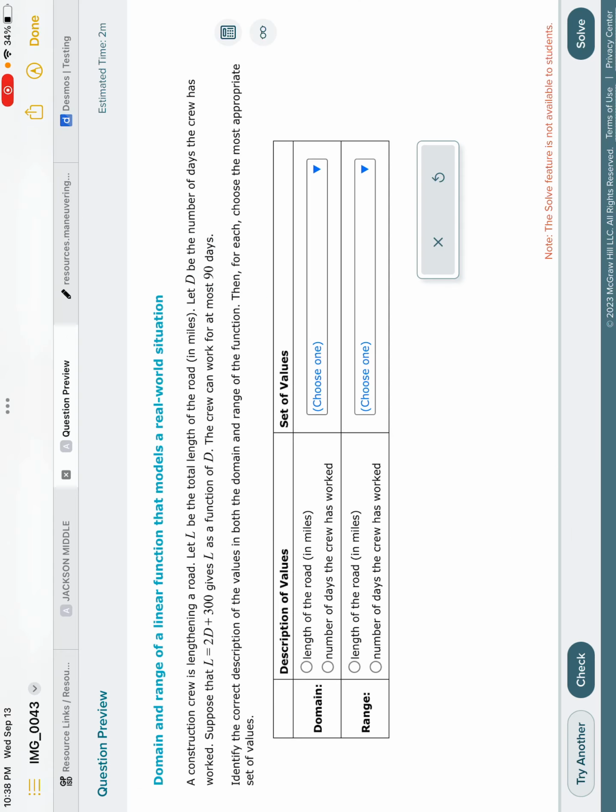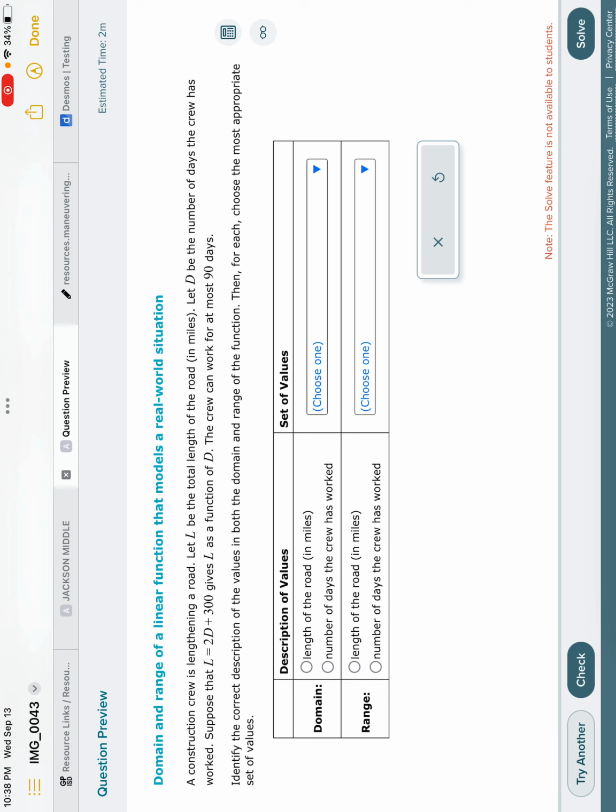And let's see, yeah, perfect. Okay, so let's just read through this, and let's see if we notice what's different about this compared to our examples. It says, a construction crew is lengthening a road. Let L be the total length of the road in miles. Let D be the number of days the crew has worked. Suppose that L equals 2D plus 300 gives L as a function of D. Don't worry about that, it's basically saying it gives you an equation, right? All right, and our equation is L equals 2D plus 300. That's all you need to care about.